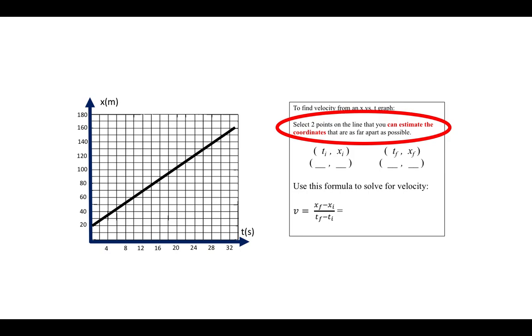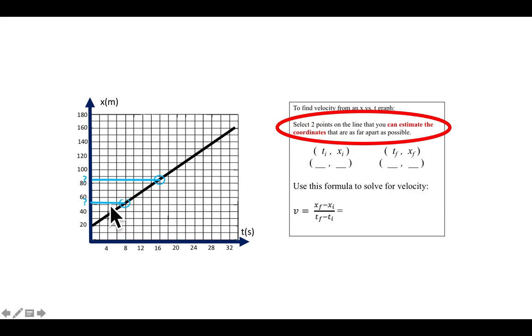If we have a graph that looks like this, we're going to begin by selecting 2 points that you can estimate the coordinates for that are as far apart as possible on the line. So let's begin by selecting the coordinates. Here's an example of a coordinate that you would not want to select. This is clearly occurring at 8 seconds, but it's difficult to tell exactly what the coordinate would be on the x-axis. It might be about 52, but it's hard to say.